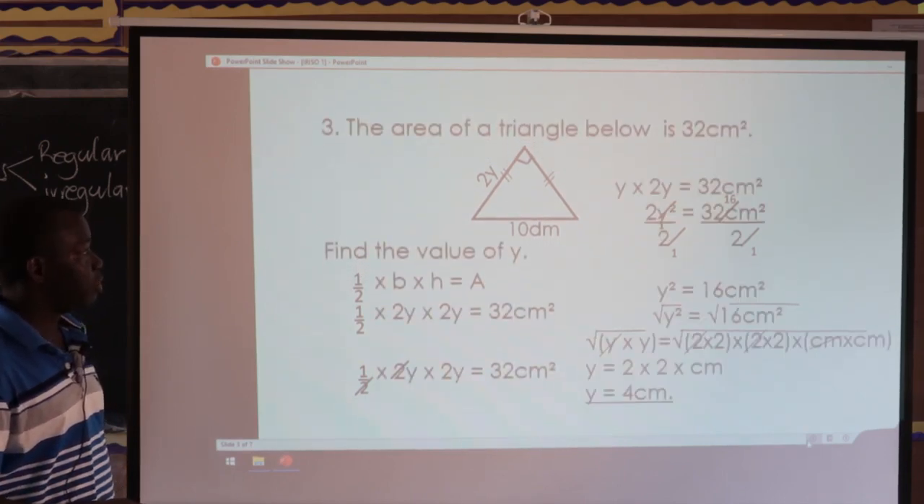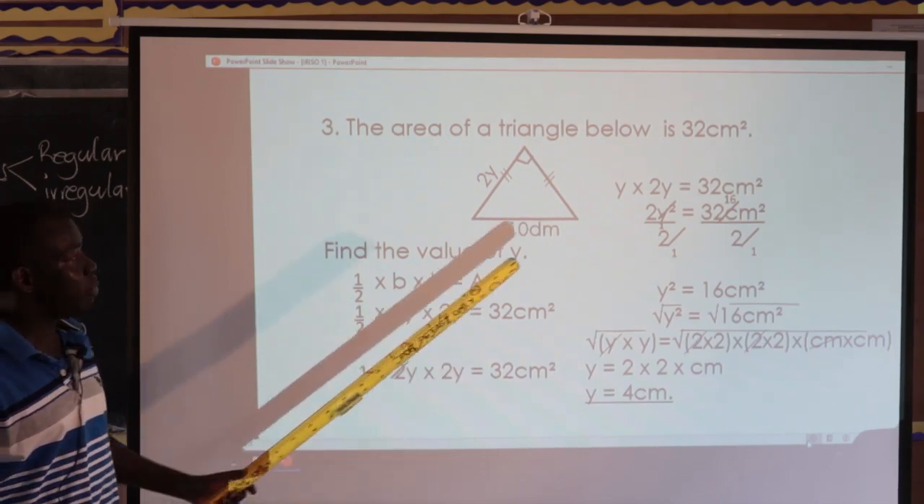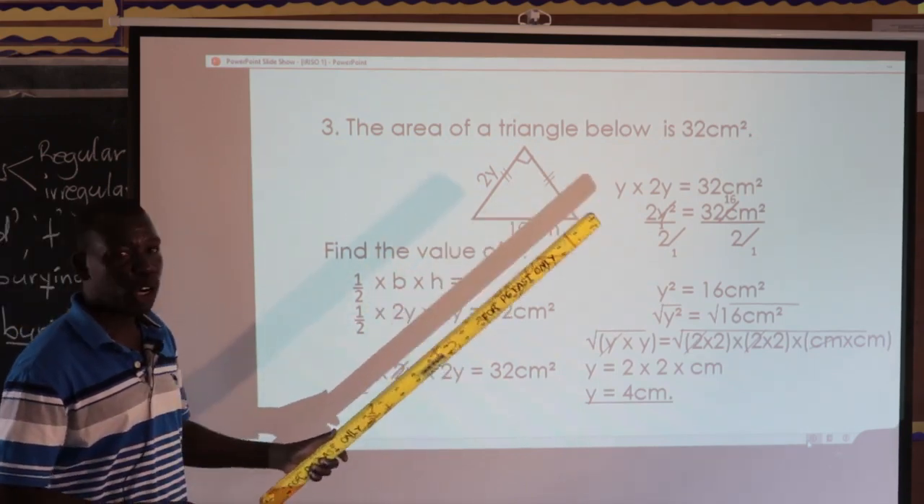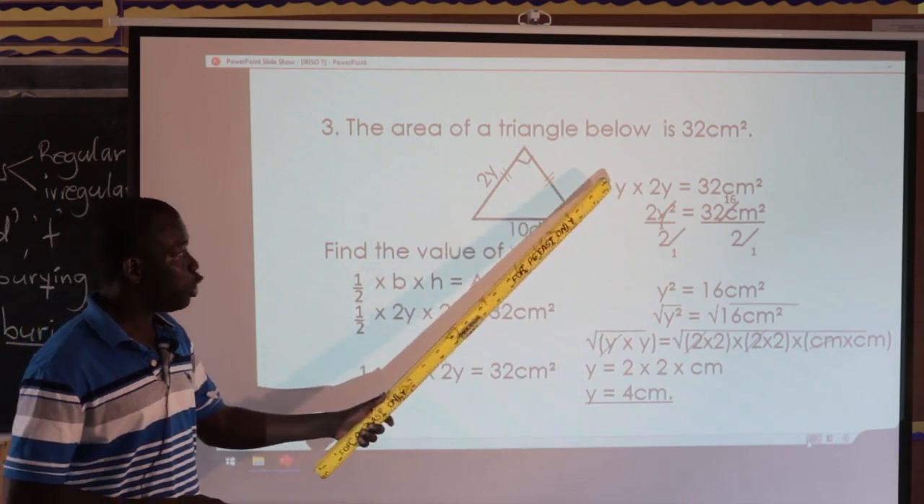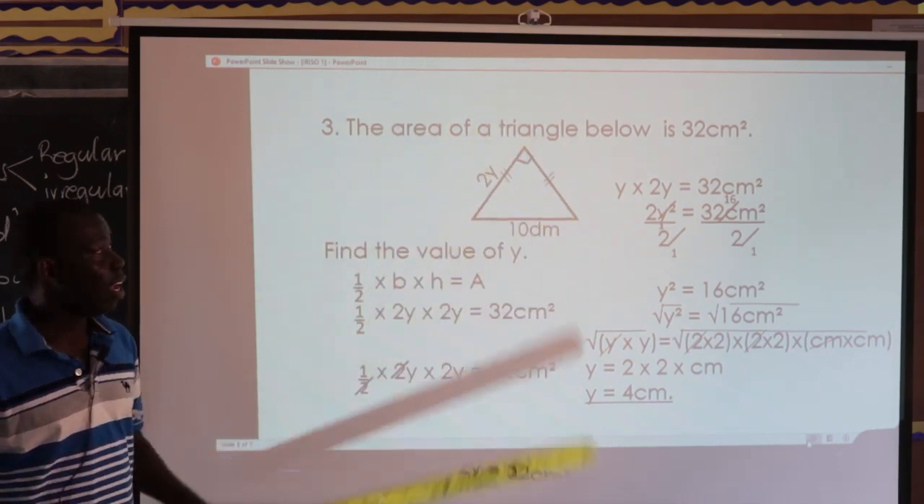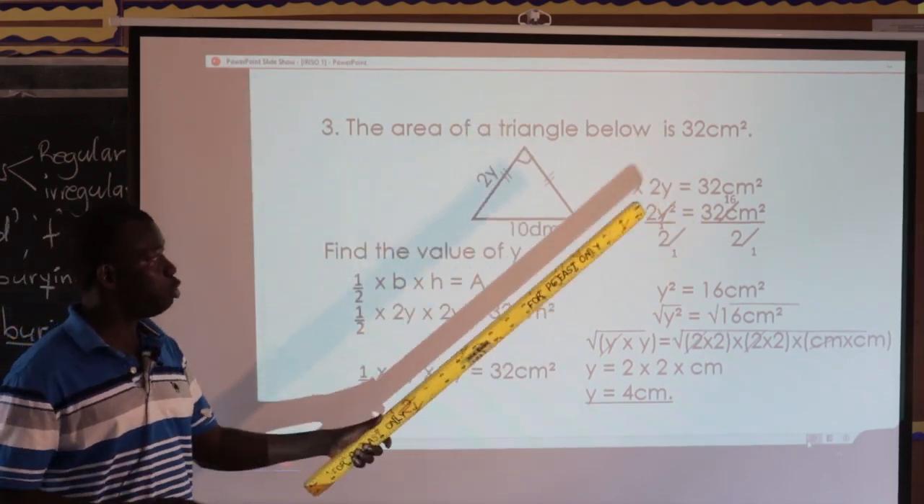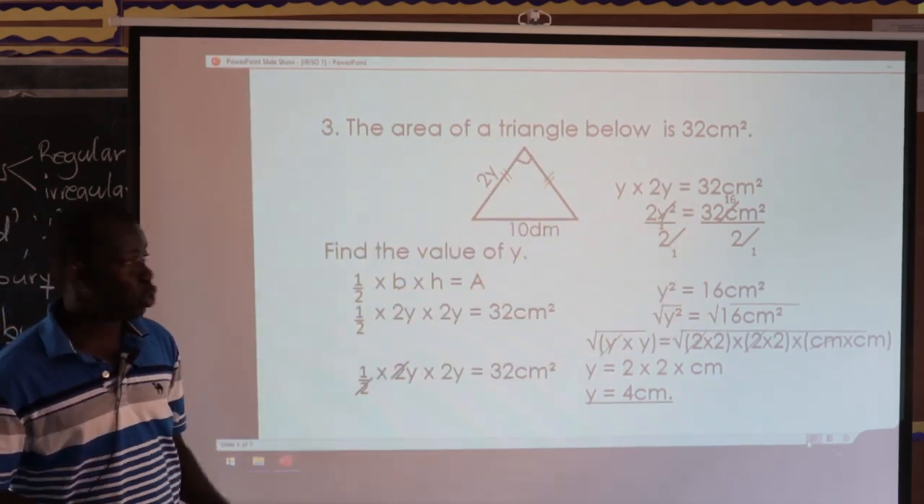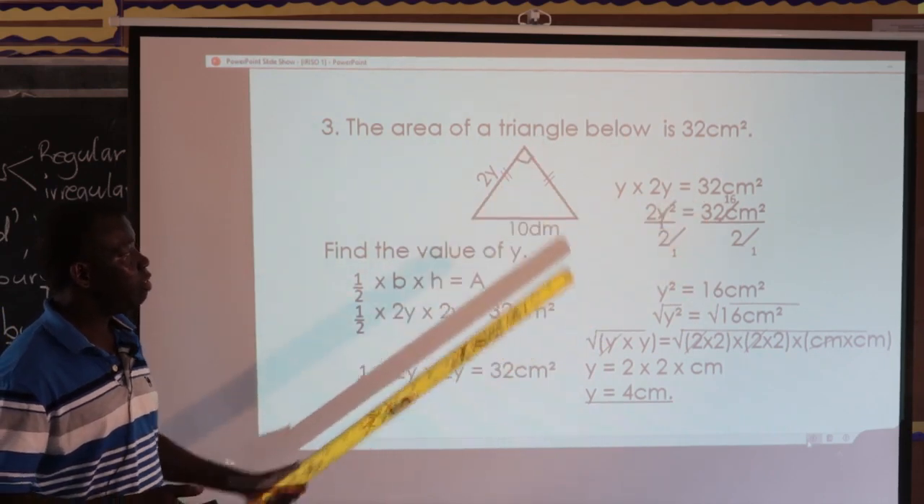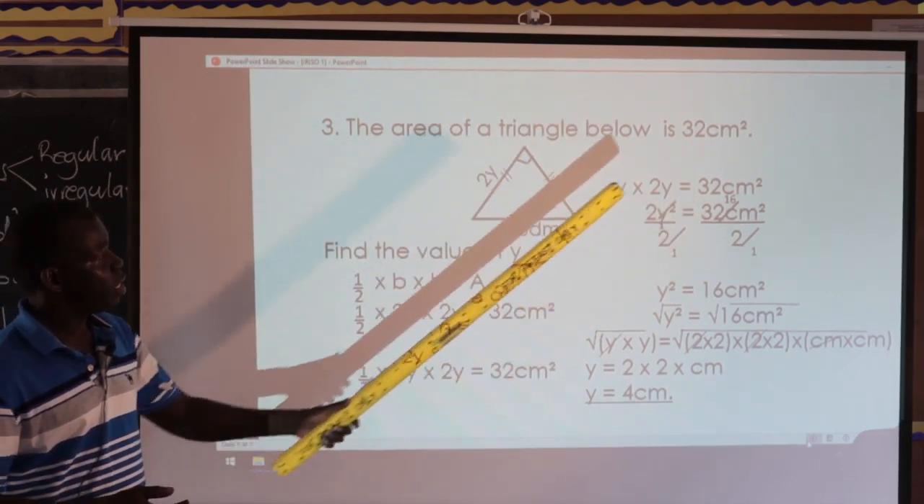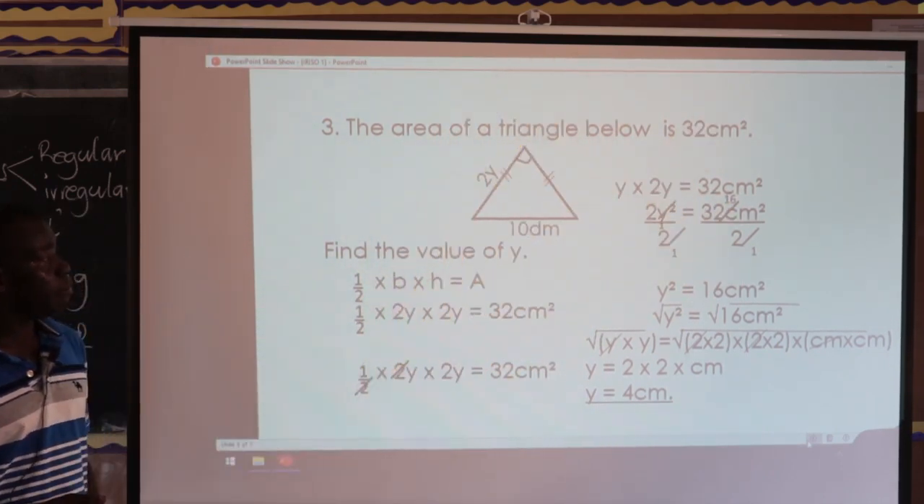When you are multiplying the terms, you multiply the coefficients first. The coefficient of this y is 1, and the coefficient of the other y is 2. So when you multiply 1 times 2, you get 2. Then multiply the letters also. y times y, giving us y squared. Good. Equals to our area.